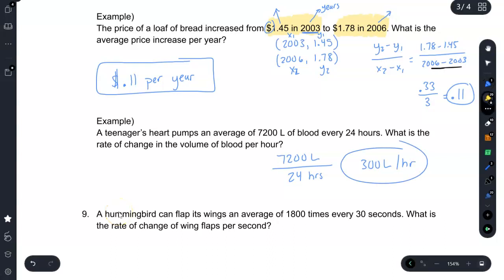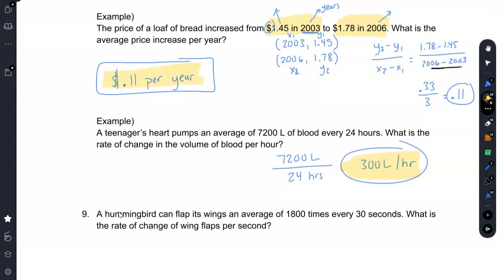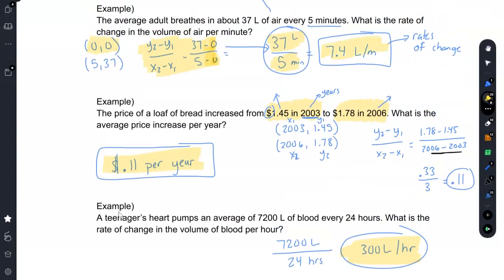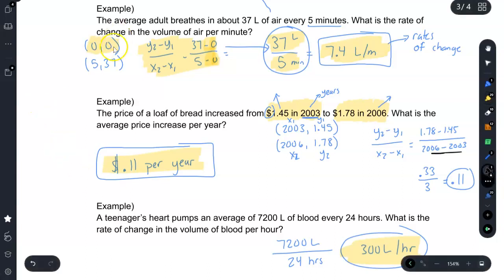Okay, so I have done all the math, and I promise you the video is about the end, but I've done the math for the first three, and I don't know if I've actually put these into words, and that's what I wanted to hold off on until later. So this first one, the average adult breathes in about 37 liters of air every 5 minutes. What is the rate of change in the volume of air per minute? And we found it to be 7.4 liters per minute.